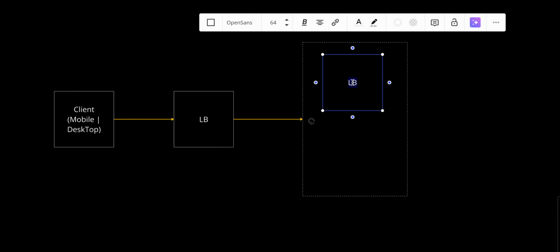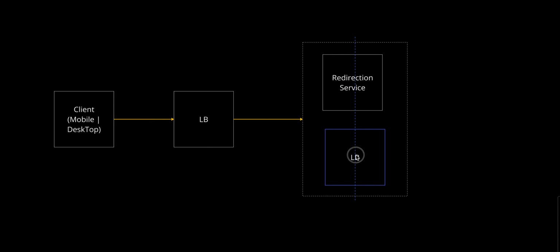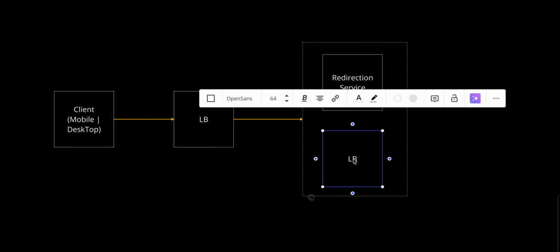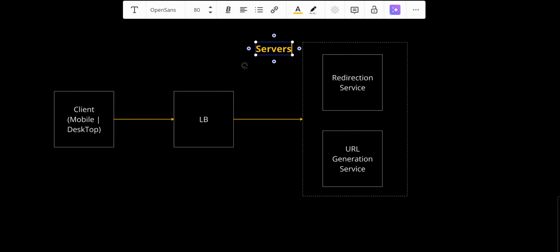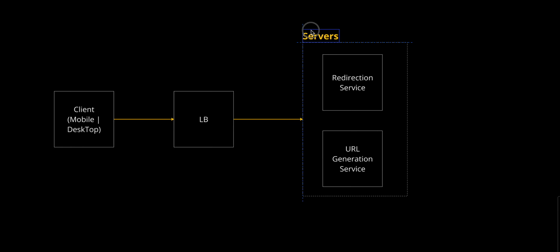In our application servers, we will have two main services. We will have the redirection service, and we will have the URL generation service, and we said this will be our web application servers. So we have two main services.